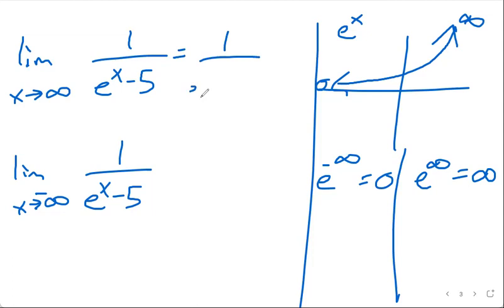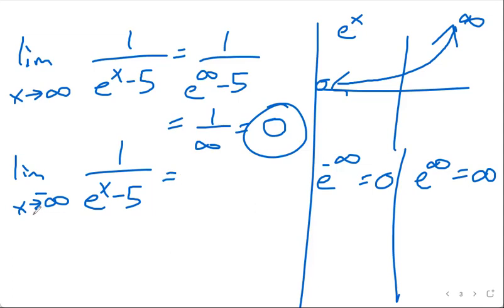Because if I technically plugged in infinity, e to the infinite power would approach infinity, and infinity minus 5 would still be infinity, so you would get 0 for the limit as you approach infinity. As you approach negative infinity, well, we know that this will approach 0, and so you'll get negative 1/5.